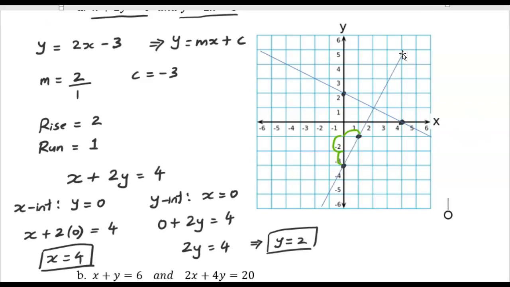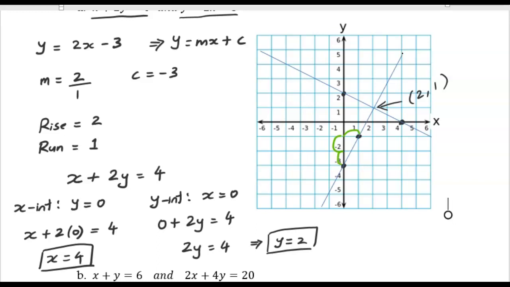Right, now that we've sketched both the lines, we can see that they're intersecting at one unique point. Right? And the point they're intersecting has coordinates x equals 2 and y equals 1. And that becomes the solution for the two simultaneous equations we have in this particular question.